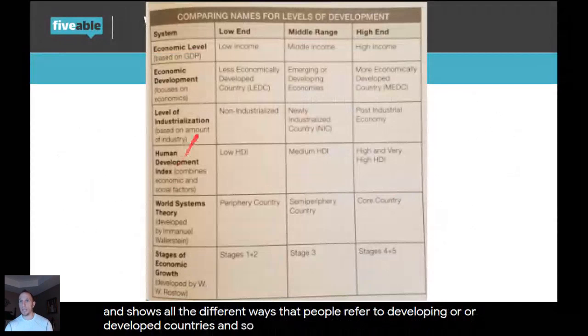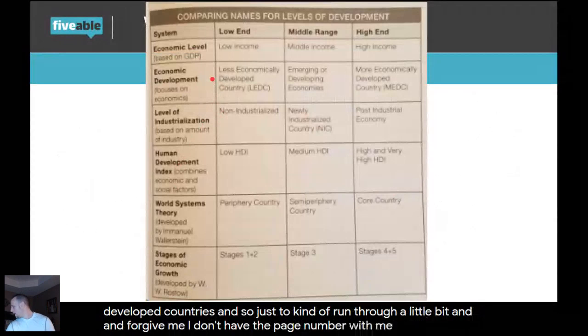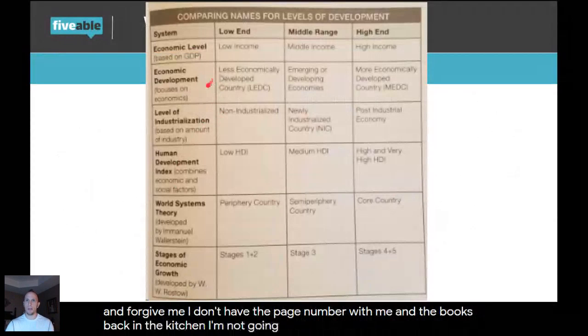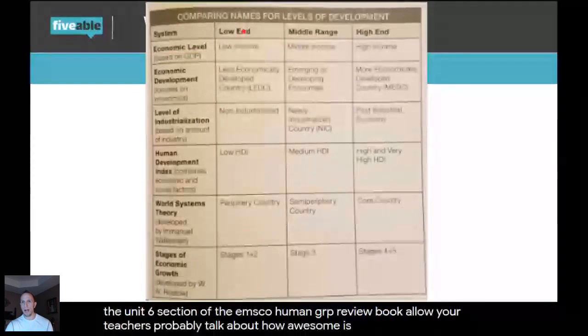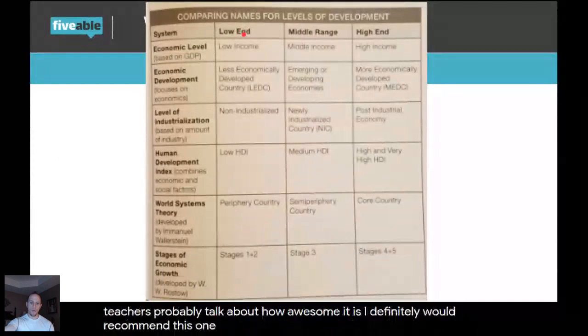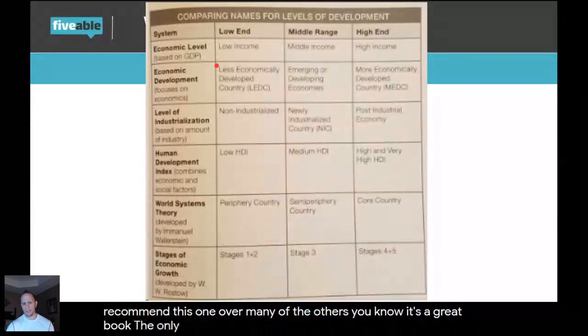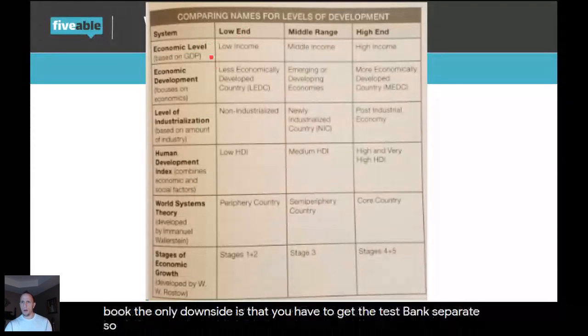And so just to kind of run through a little bit, and forgive me, I don't have the page number with me, and the book's back in the kitchen. I'm not going to go in there and get it. But this is in the Unit 6 section of the AMSCO Human Geography Review book. A lot of your teachers probably talk about how awesome it is. I definitely would recommend this one over many of the others. It's a great book. The only downside is that you have to get the test bank separate. So maybe a Princeton review would be good, just so you can have a test bank.